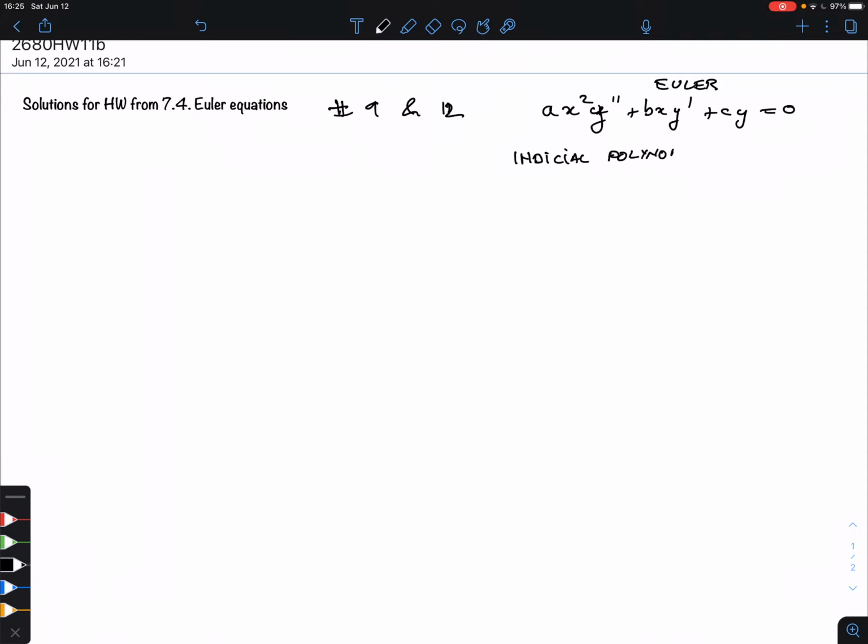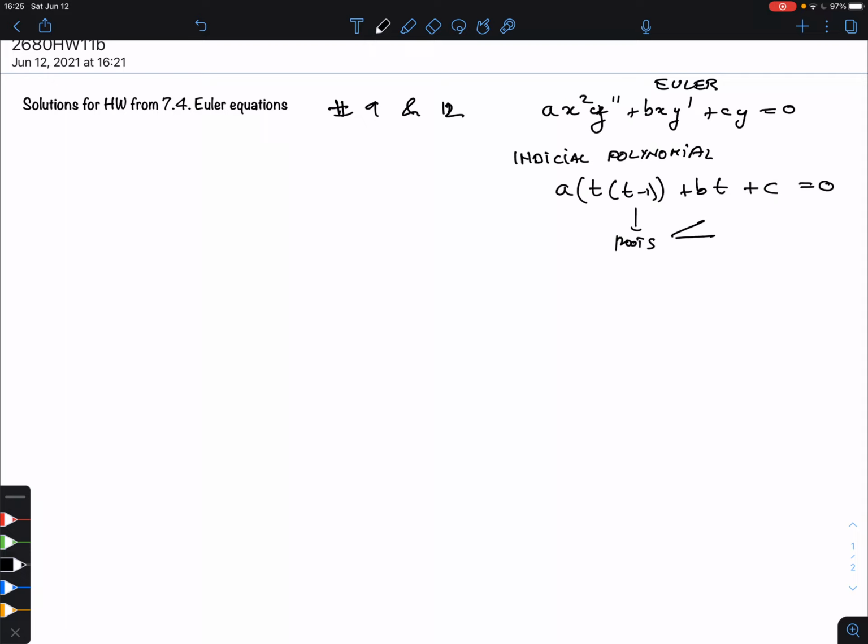which should not be confused with the characteristic polynomial, or equation, which is very similar. Here I'm going to use t: a t times t minus 1 plus b t plus c equals 0. So the only difference is really, instead of a t squared, we have a t times t minus 1. But of course, the difference is also that this is not constant coefficients. That's why it's different.